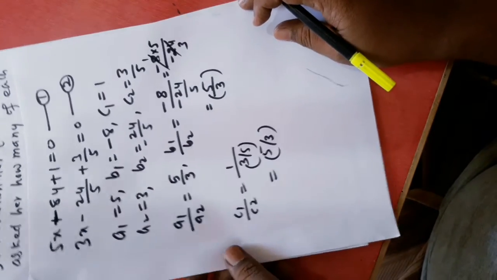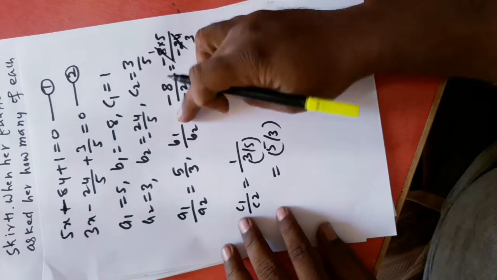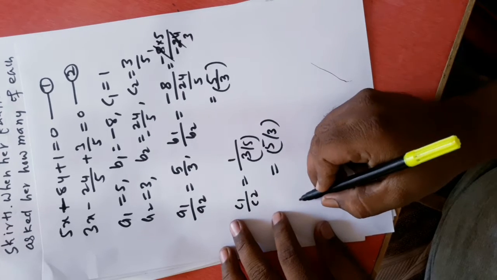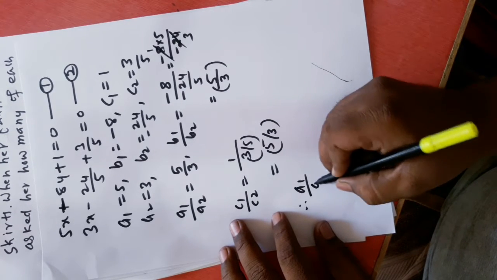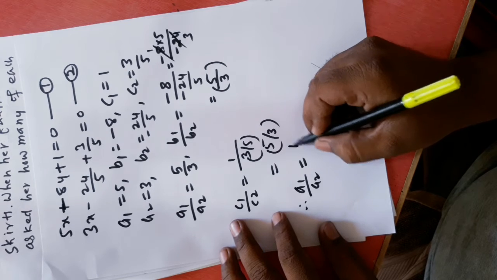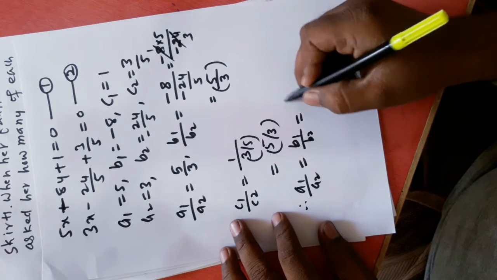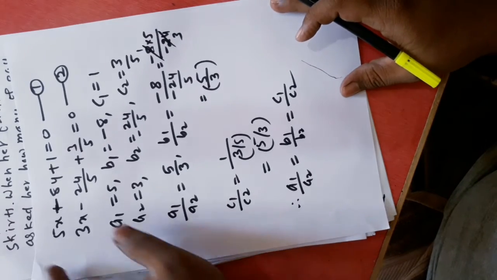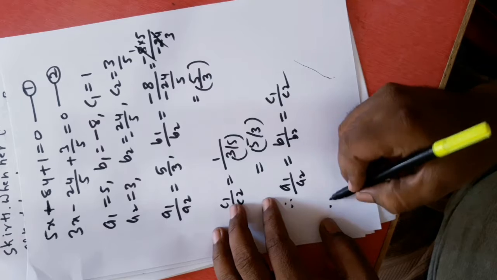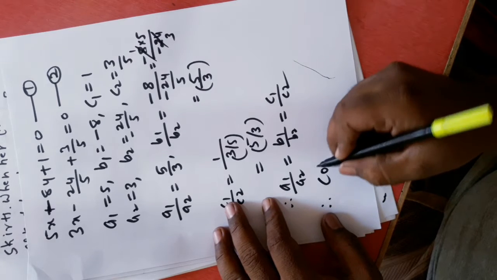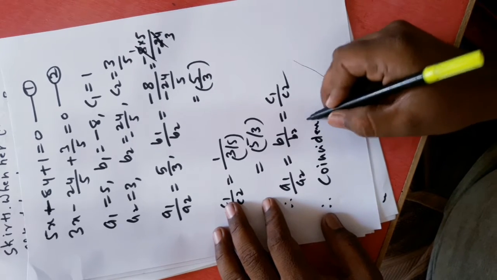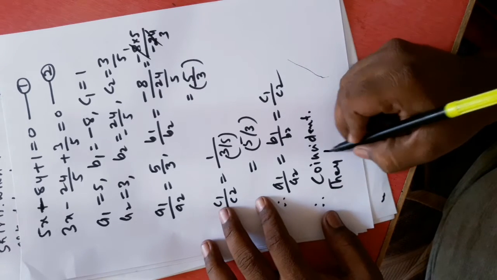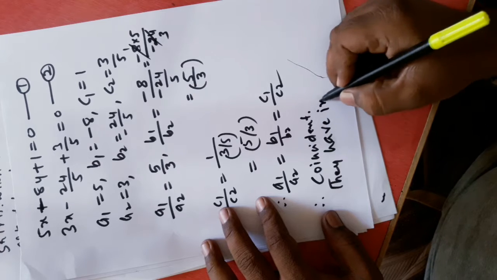Okay, A1 by A2 is 5 by 3, B1 by B2 is 5 by 3, C1 by C2 is 5 by 3. Therefore A1 by A2 is equal to B1 by B2 is equal to C1 by C2. So this satisfies the condition for coincident lines. Therefore these lines are coincident lines, and they have infinitely many solutions.